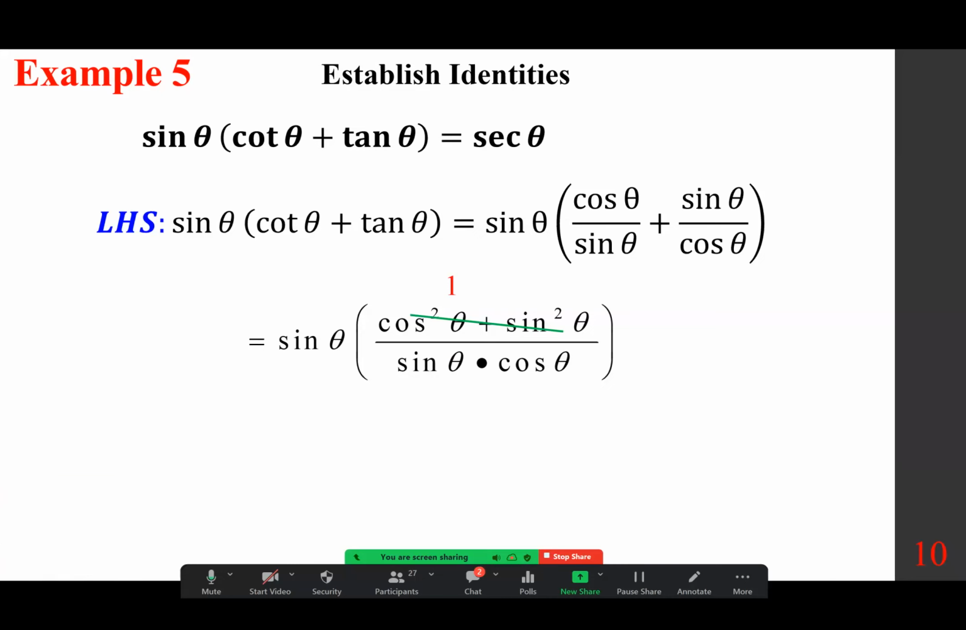So it's 1 over sine theta cosine theta, right? Sine theta from the top and the bottom, they cancel each other. We end up with 1 over cosine theta, which is secant theta.